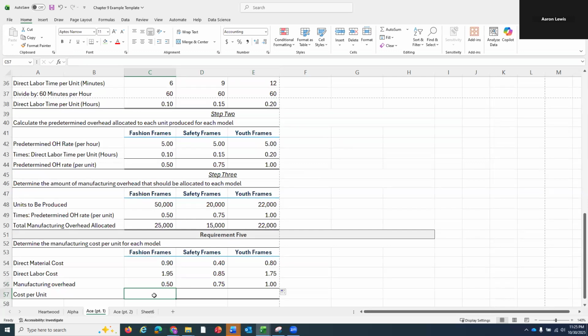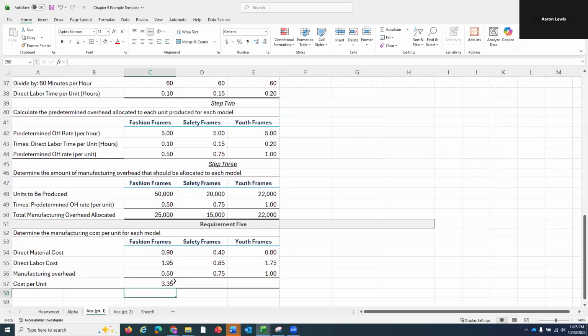And all in all now, what is our cost per every pair of fashion frames that we make? 90 cents in materials, $1.95 in labor, 50 cents in manufacturing overhead. That is $3.35. And I'm going to go through and just sum up three numbers for safety frames, and it comes out to $2. And if I sum up the three cost components for youth frames, those cost us in total $3.55.